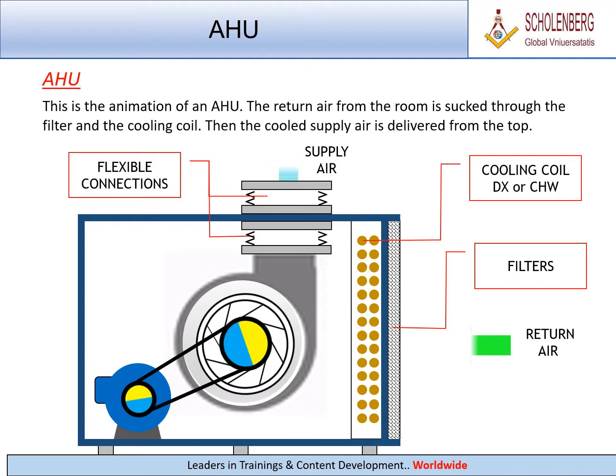AHU. This is the animation of an AHU. The return air from the room is sucked through the filter and the cooling coil. Then the cooled supply air is delivered from the top.